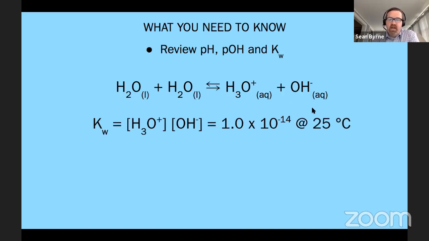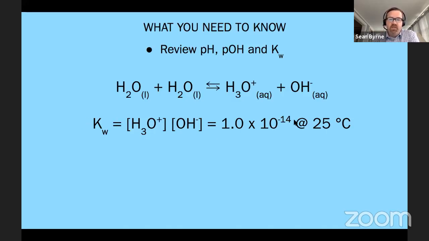We know that at 25 degrees Celsius, experimental results tell us that the Kw, or the product of hydronium ions and hydroxide ions, is 1.0 times 10 to the minus 14th. What we'll use today is two different variations of this equation that you would want to be comfortable with.